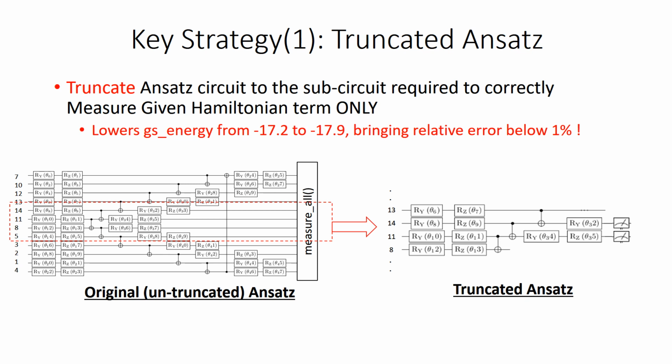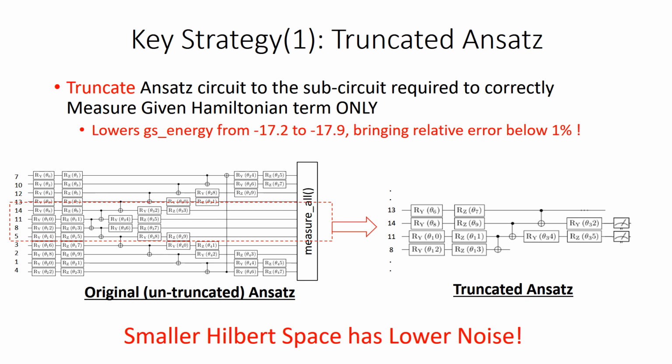And this truncation significantly reduces the size of the circuits and reduces the number of qubits involved, especially the number of CNOTs and the number of readouts. Consequently, the smaller Hilbert space that we work with has proportionally lower noise.